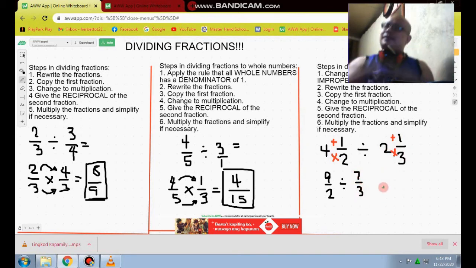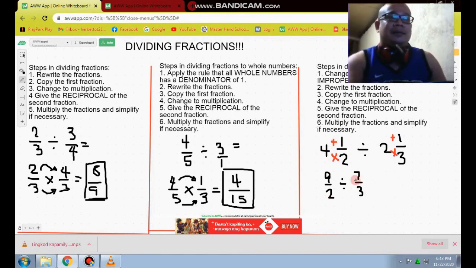Right, now next step is to rewrite the fractions. Okay, so ganito na itsura ng ating improper fractions na to. Right, so now rewrite natin. Okay, so 9 over 2, copy the first fraction, right? Okay, so hindi pa pwede doon. Dito na lang. 9 over 2 divided by 7 over 3. Then change to multiplication. And next is give the reciprocal of the second fraction, or 7 over 3 will be 3 over 7. Ayan.